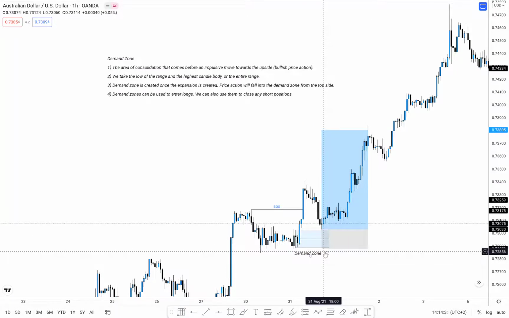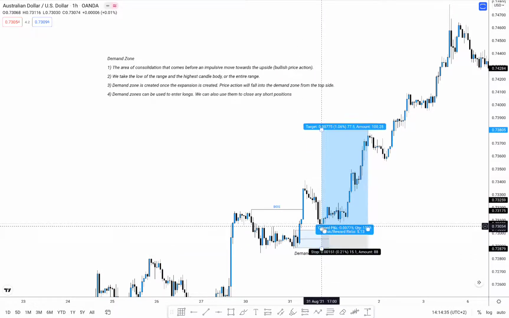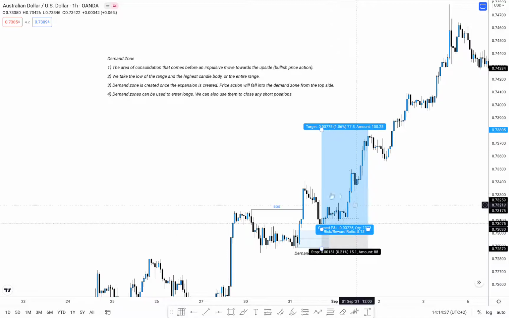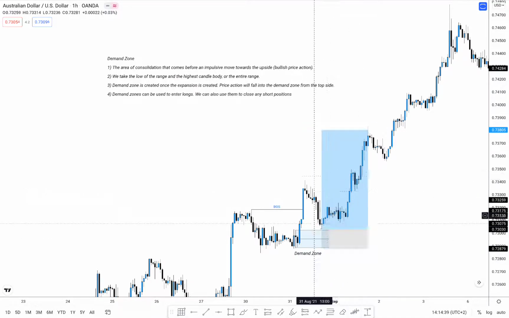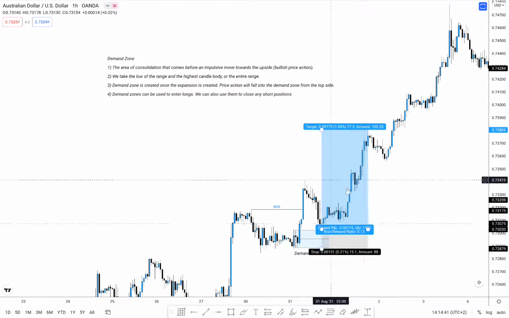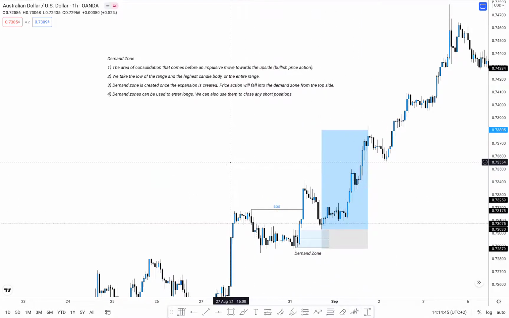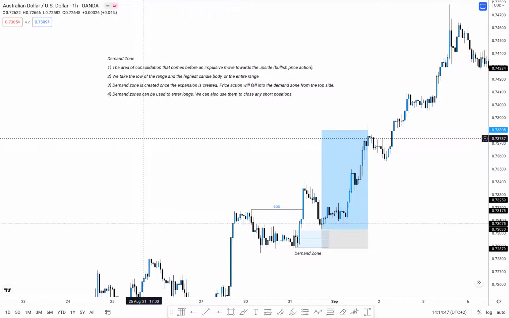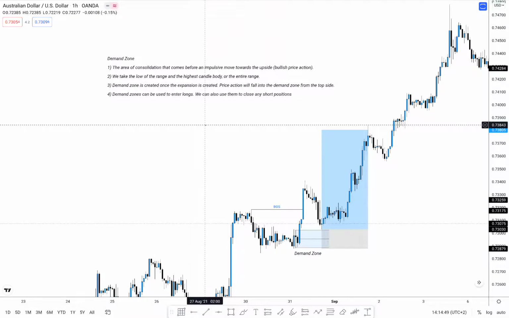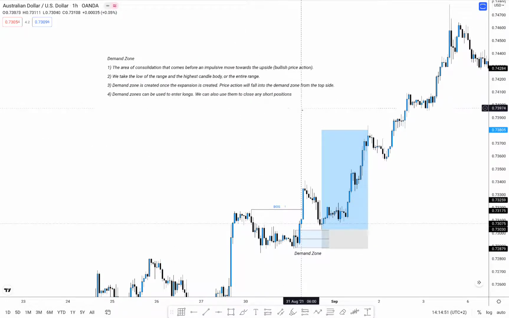Usually some people will put their stop loss just below the demand zone, or have it a bit tighter. I will show you how we find entries on the lower time frame, such as the 1 minute time frame and the 5 minute, or 15 minute. Okay, cool. Demand zones can be used to enter longs, and we can also use them to close any short positions.